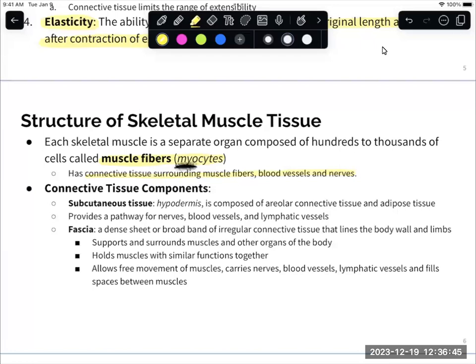So we're going to start. We've got that subcutaneous tissue of our skin. That is known as that hypodermis. That is made up of that areolar connective tissue and adipose tissue.